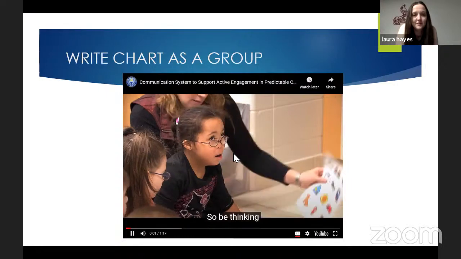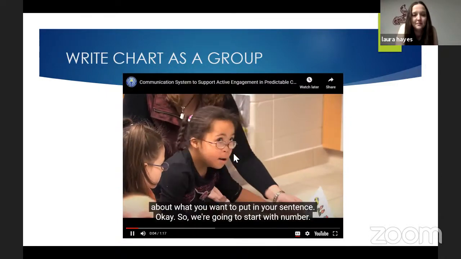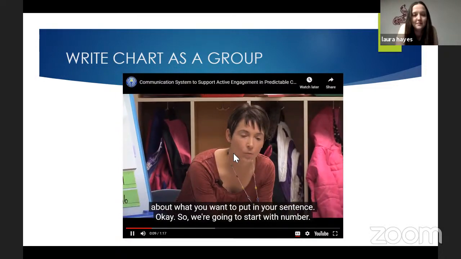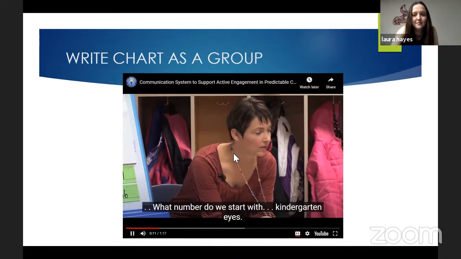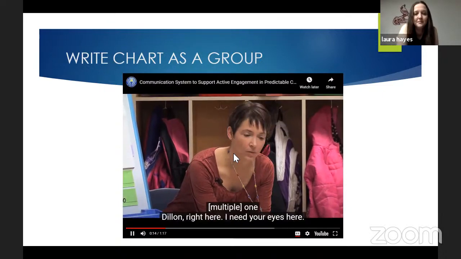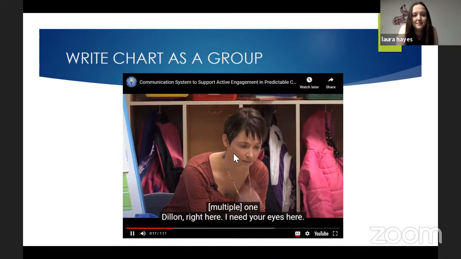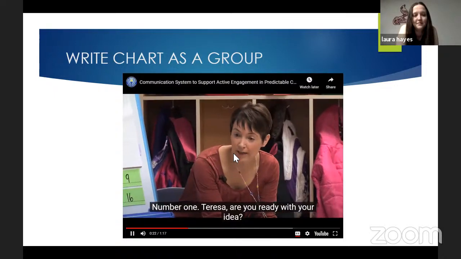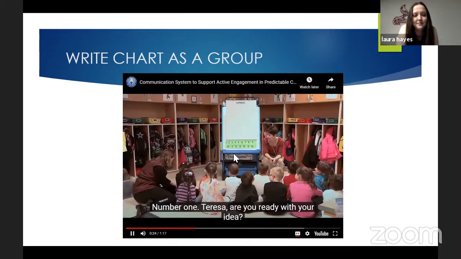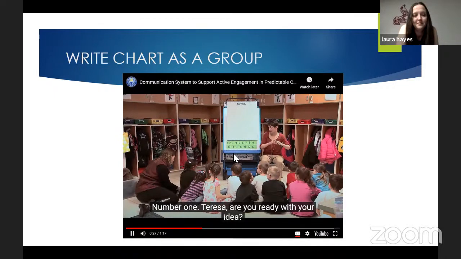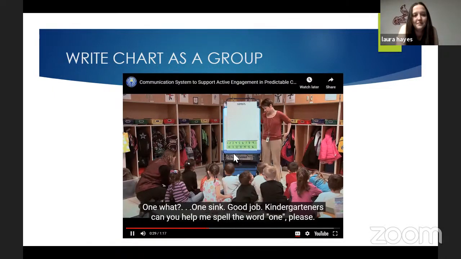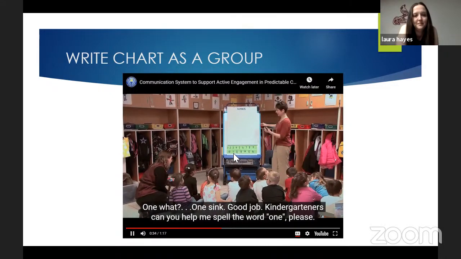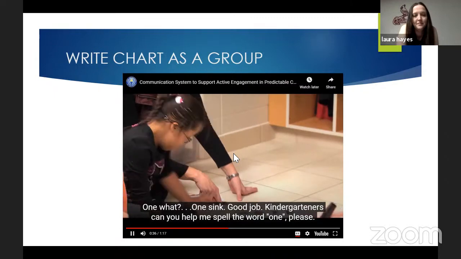So be thinking about what you want to put in your sentence, okay? So we're going to start with what number do we start with? Kindergarten eyes? Dylan, right here. I need your eyes here. Glue it on me. Thank you. Number 1. Teresa, are you ready with your idea? One what? One sink. Good job. Kindergartners, can you help me spell the word one, please?